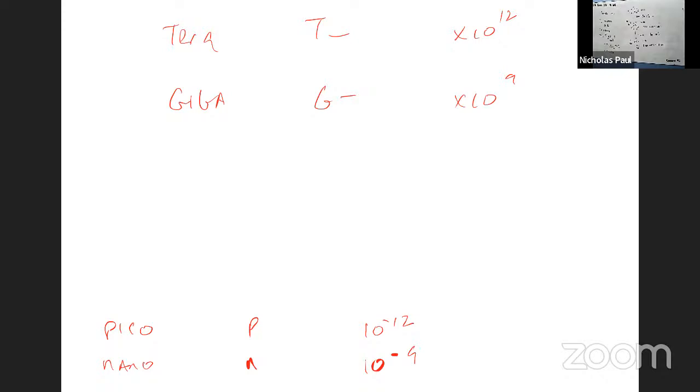Capital T and capital G, uppercase, right? The first 2 on top are uppercase, the 2 below are lowercase. Not really that popular, right?